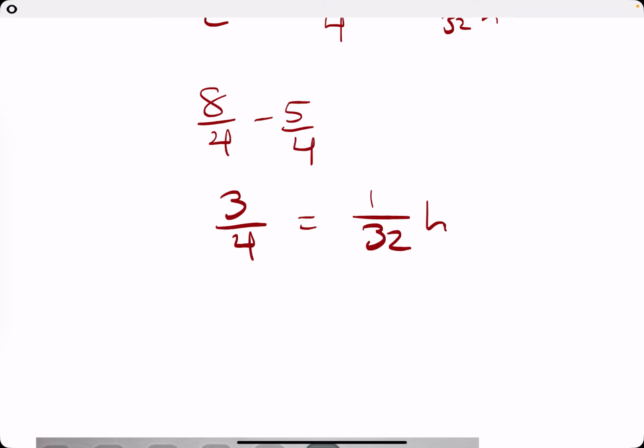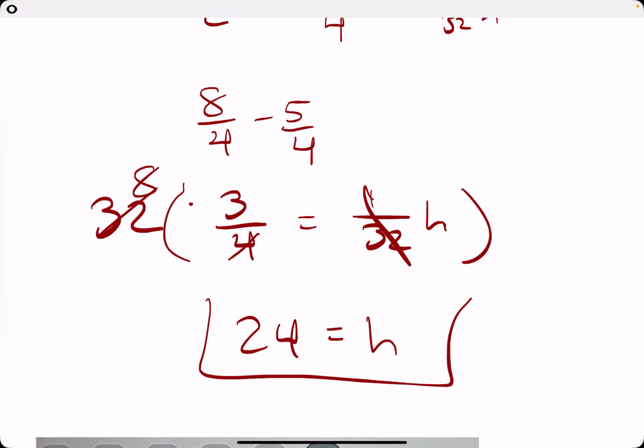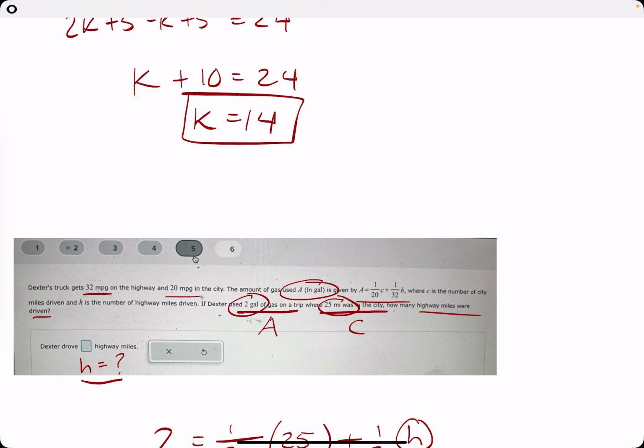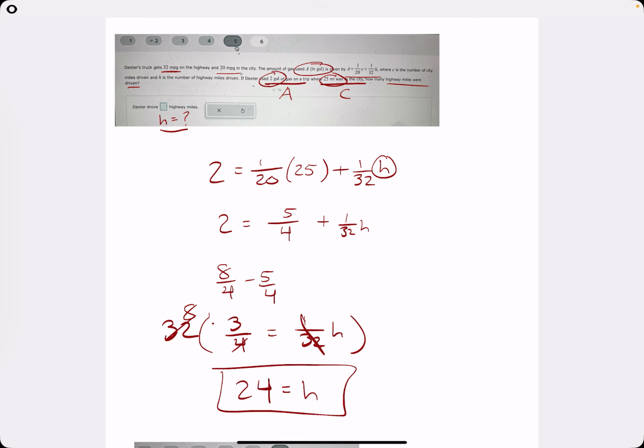We get h by itself by multiplying both sides by 32. And when we do so, that goes away, so we're left with h. When we multiply 32 times 3 over 4, think about it like this. 32 over 4 is 8. So then you have 8 times 3. And that would be 24. So this guy drove 24 miles on the highway. All right. That was number 5.